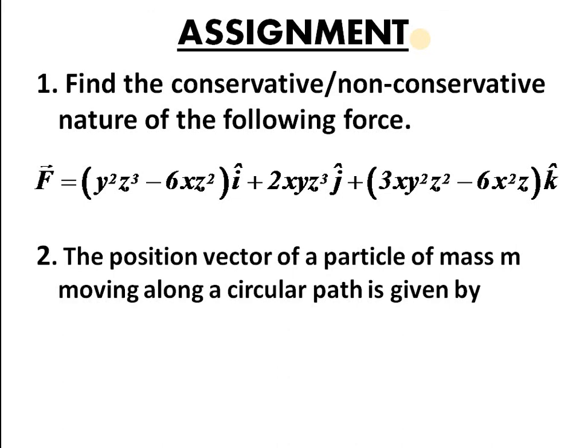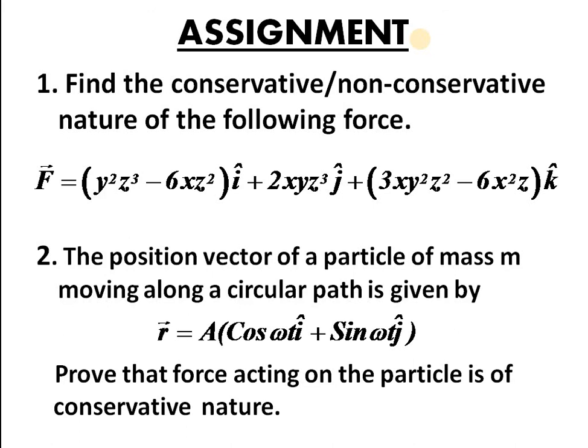Another problem is also there. The position vector of a particle of mass m moving along a circular path is given by this equation. Prove that the force acting on the particle is of conservative nature. So again, you have to prove whether this is conservative or non-conservative. How will you prove? R is given and the mass is also given. First, you find the expression for force. R is given, so obviously you can find the velocity, and if you can find the velocity, you can find the acceleration. And the force equals mass times acceleration. So you get an expression for force. Then find the curl of that force and check whether you are getting a zero or a non-zero. That is the only way to prove whether the particle is experiencing a conservative type of force or a non-conservative type of force.